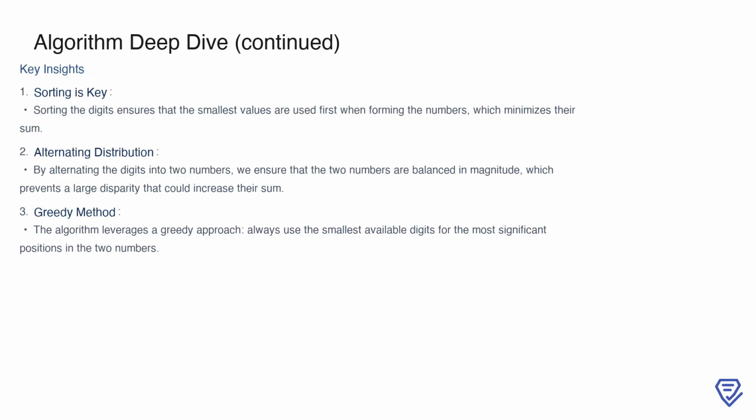There are a few key insights that make this approach effective. First, sorting the digits plays a critical role. By arranging the digits in ascending order, we ensure that the smallest values are used first, which directly contributes to minimizing the final sum. Second, the method of alternating the digits between the two numbers ensures that their magnitudes remain balanced. This prevents one number from becoming disproportionately large compared to the other, which could lead to a higher sum. Lastly, the algorithm employs a greedy strategy, always selecting the smallest available digits for the most significant positions in the two numbers. This combination of sorting and alternating distribution ensures an optimal solution.